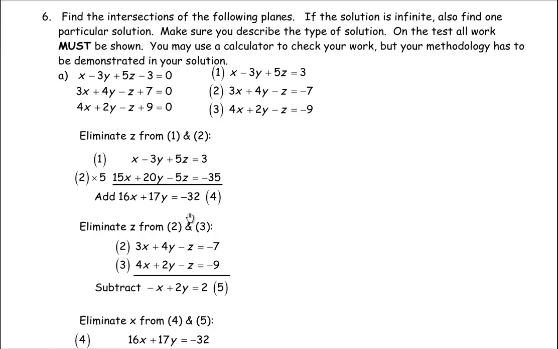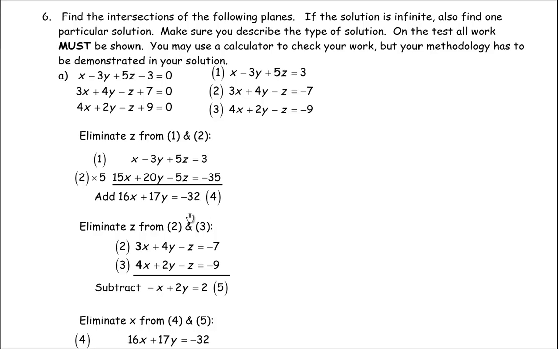So maybe I'll choose another pair because I've got to do it twice. I need two equations with the same variable eliminated. So I'm going to choose the first and second one to eliminate z. I'm going to leave the first equation alone, and I'll multiply the second one by 5. I could also multiply by -5; either would be good. So that would be 15x plus 20y minus 5z equals -35. And notice the z's are opposite, so we would add.